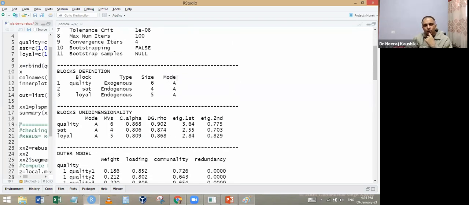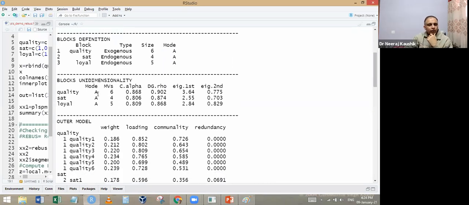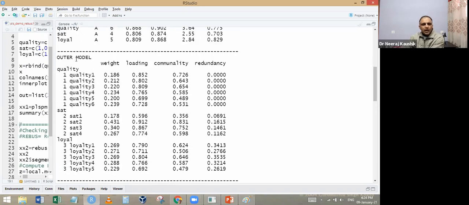Mode A means all are reflective. Mode B means formative. Look at this, all are mode A. Cronbach's alpha is computed only for mode A. For mode B, weights are computed and these will be blank. Alpha is good for all. DG rho is good. This also gives you additional information about eigenvalues. For eigenvalue 1, everything should be more than 1 and the others should be less than 1. So it's good. Unidimensionality is there. Convergent validity holds true.